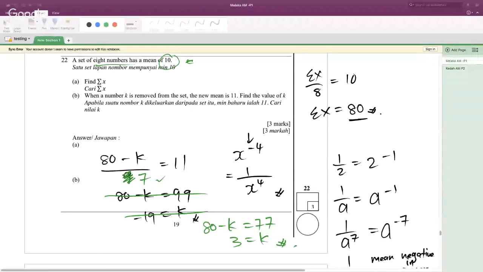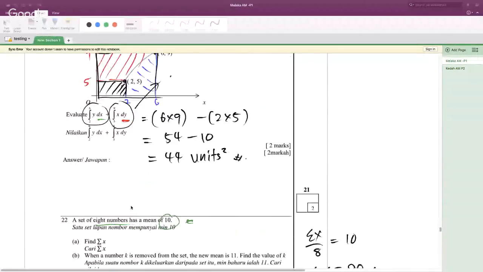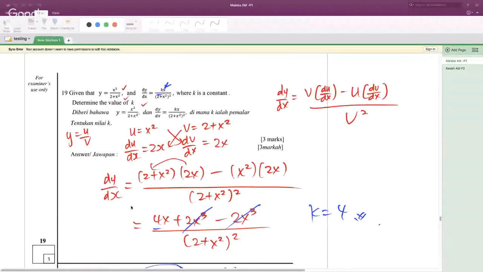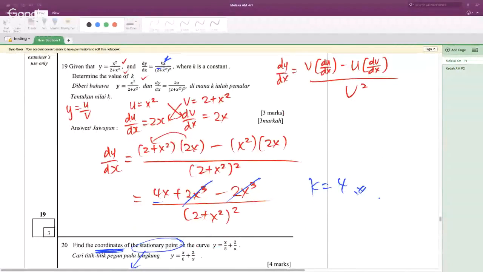Question 19. There's a problem in question 19 again. Let me do it again for question 19. What's wrong with question 19? This is differentiation. Am I making any character mistake here? 2x cubed.